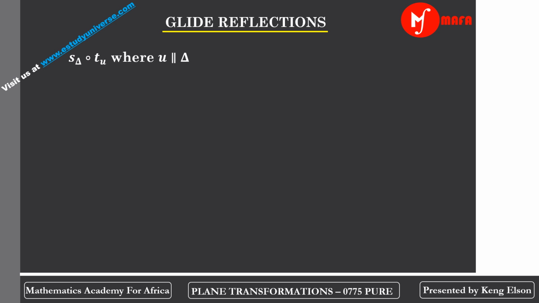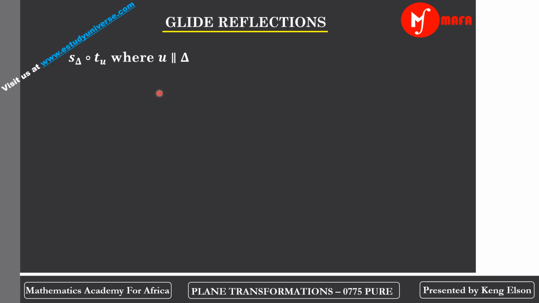So what we do is that we have to compose a translation alongside an orthogonal symmetry, but with the condition that the translation vector is parallel to the axis of the orthogonal symmetry, that is the line reflection's axis. Again, to get a glide reflection, we have to do the composition of a translation with an orthogonal symmetry in such a way that the translation vector is in the same direction, that is parallel to the line reflection's axis.